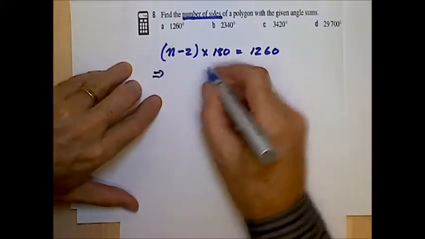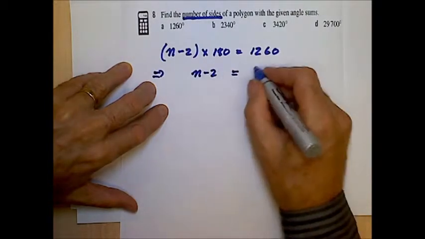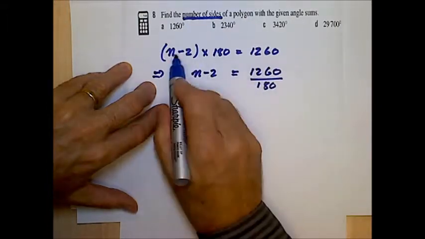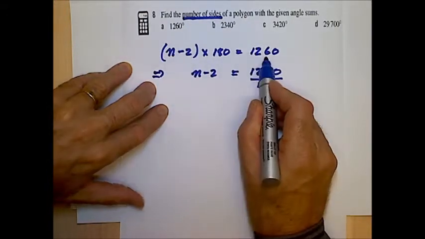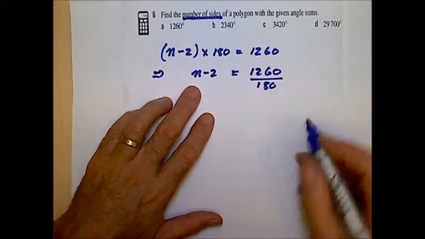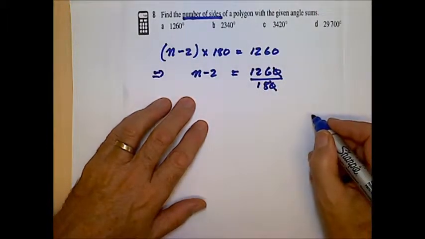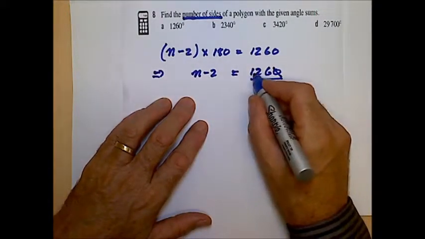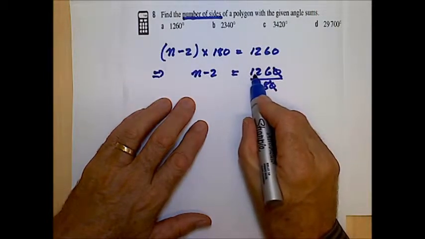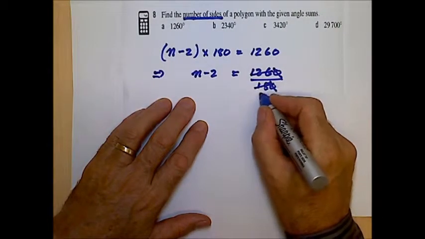Therefore, n minus 2 by itself must be equal to 1,260 divided by 180, because if those two numbers multiplied together give you 1,260, n minus 2 must be 1,260 divided by 180. Now if I do my division here, divide first of all the numerator and the denominator by 10, then I can see that the numerator is divisible by 9 because the digits add up to 1 plus 2 is 3 plus 6 is 9. So both of these are divisible by 9.